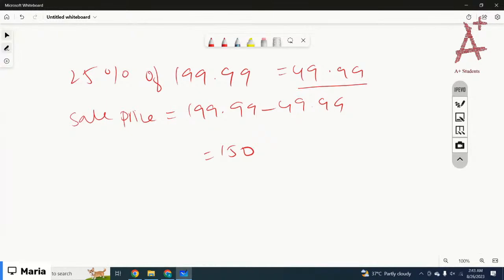Okay, the other way is you have to calculate 75% of 199.99. Let me just use the calculator. It is $150, right? That means the sale price is $150, right? So yes, the sale price is the same in both ways, right?